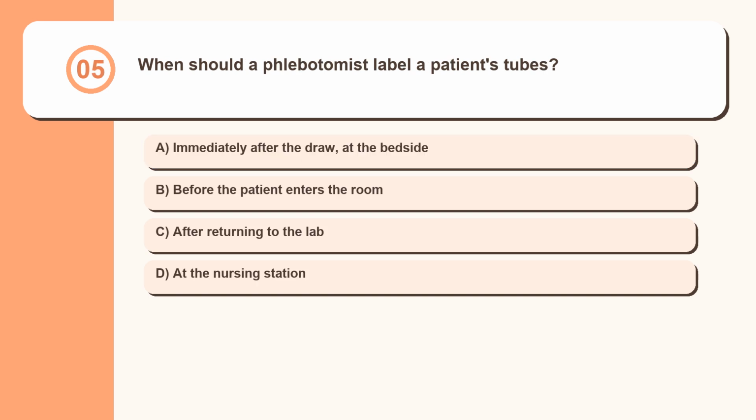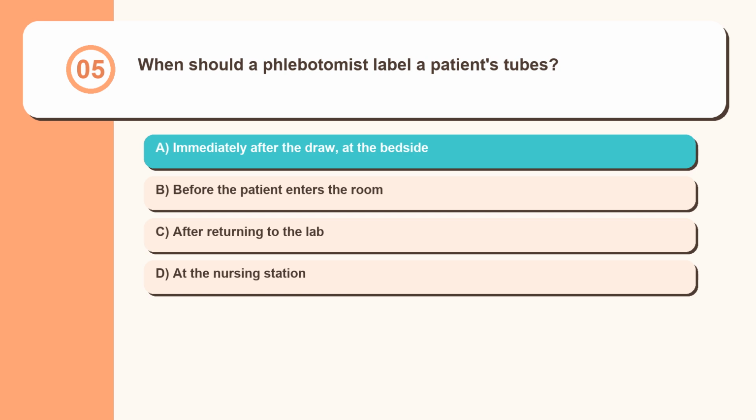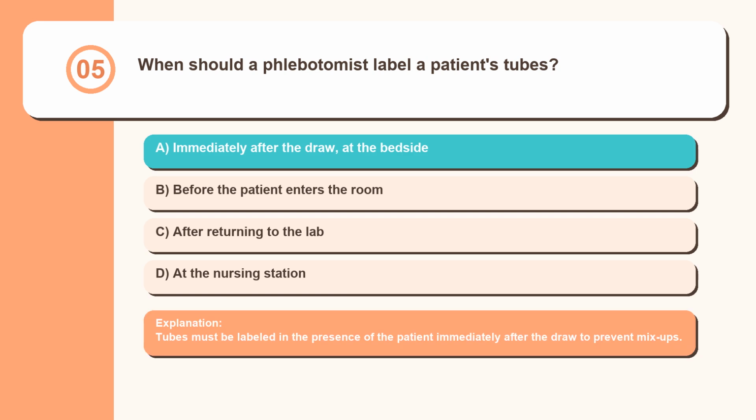Question 5. When should a phlebotomist label a patient's tubes? Immediately after the draw, at the bedside; before the patient enters the room; after returning to the lab; at the nursing station. Tubes must be labeled in the presence of the patient immediately after the draw to prevent mix-ups.